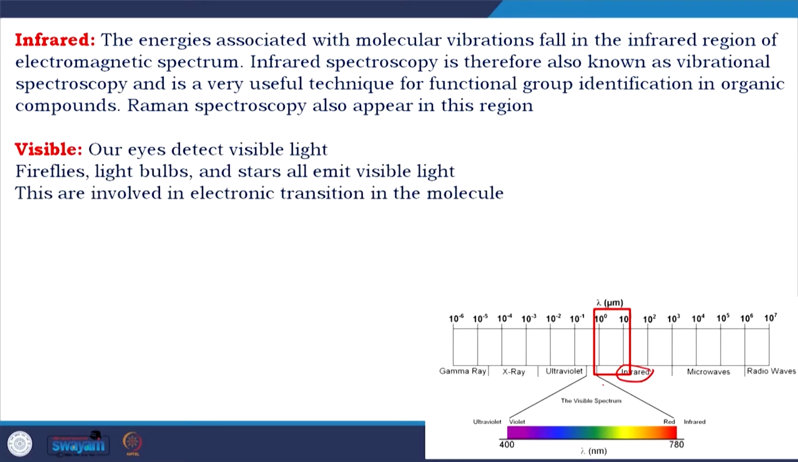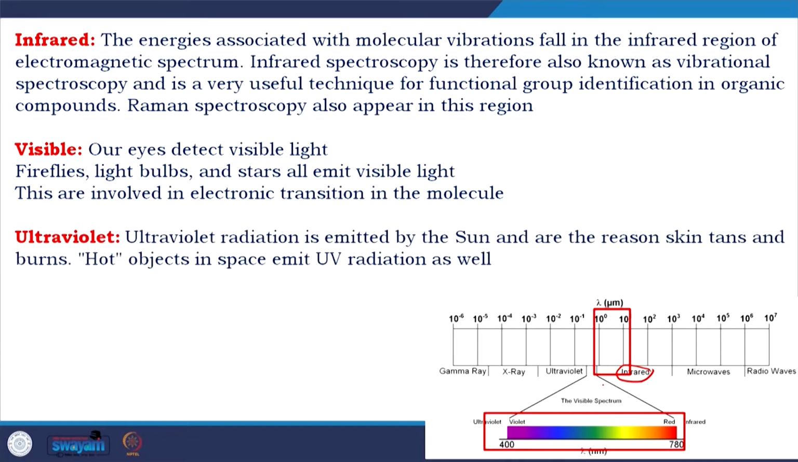Visible one, our eyes detect visible light. Fireflies, light bulbs and stars all emit visible light. Whatever we could see is visible. These are involved in electronic transition in the molecule. So, these are all in the visible range from 400 to 780 nanometer wavelength.